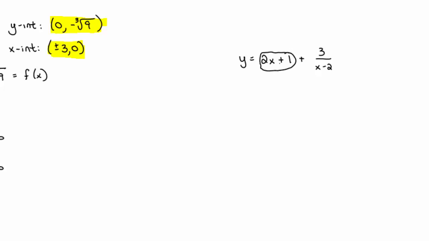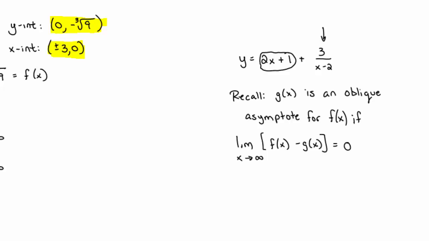And the reason why is because as x goes to infinity, this last term is just going to tend to 0. So recall that a function g of x is an oblique asymptote for f of x if the limit as x goes to infinity of the difference of those two functions tends to 0. And so in this case, I would say 2x plus 1 is an oblique asymptote for this function, even though the function is not equal to 2x plus 1.